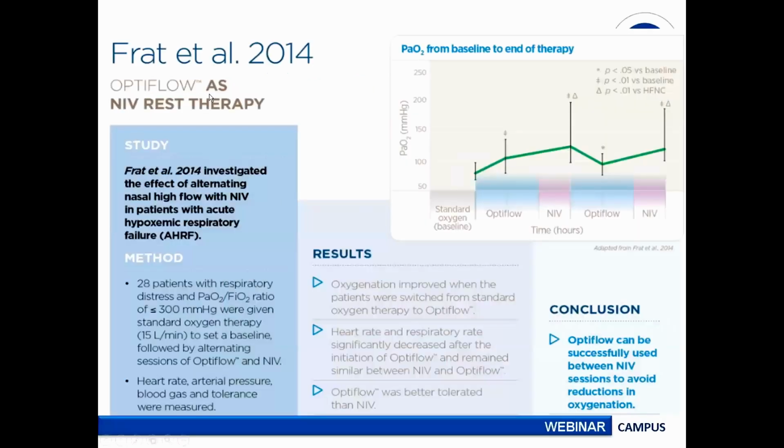So here again, it is used as a NIV rest therapy. We have already told what is this NIV rest therapy. You keep the patient on NIV. In between, you give rest. You can keep the patient more on HFNC in this study. So the oxygenation improved when the patients were switched from standard oxygen therapy to the HFNC in between these NIV usages. And the heart rate and respiratory rate significantly decreased after the initiation of these HFNC during the rest phase.